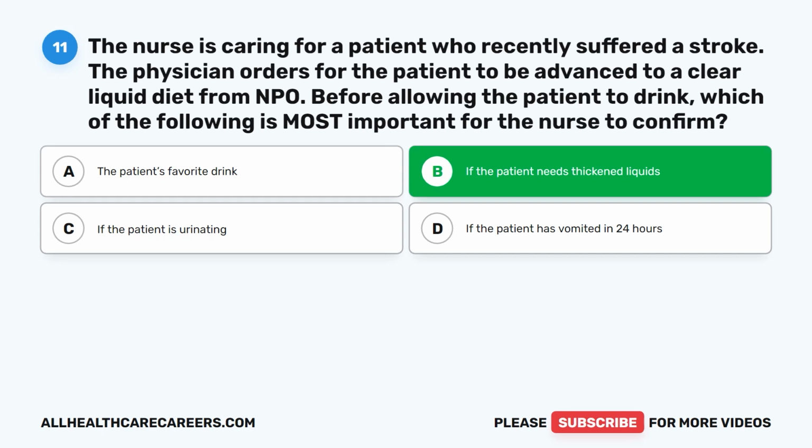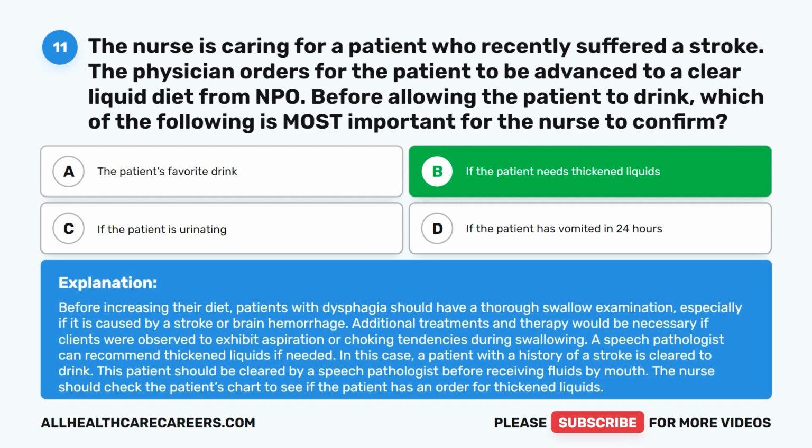If the patient needs thickened liquids. Before increasing their diet, patients with dysphagia should have a thorough swallow examination, especially if it is caused by a stroke or brain hemorrhage. Additional treatments and therapy would be necessary if clients were observed to exhibit aspiration or choking tendencies during swallowing. A speech pathologist can recommend thickened liquids if needed. In this case, a patient with a history of a stroke is cleared to drink. This patient should be cleared by a speech pathologist before receiving fluids by mouth. The nurse should check the patient's chart to see if the patient has an order for thickened liquids.